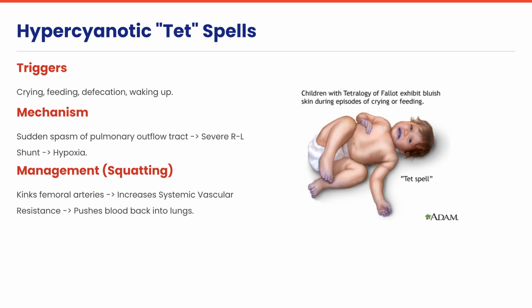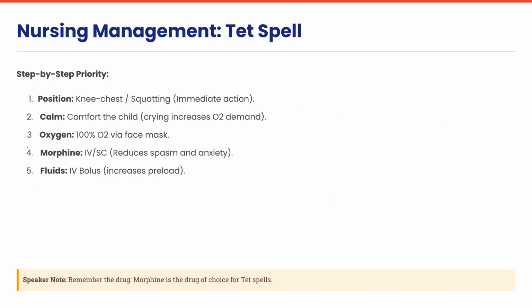TET spells are hypercyanotic episodes triggered by crying or feeding. Squatting increases systemic vascular resistance, pushing blood back into the lungs to alleviate hypoxia. Nursing management for a TET spell prioritizes the knee-chest position immediately. Other steps include calming the child, administering 100% oxygen, giving morphine, and providing IV fluids.